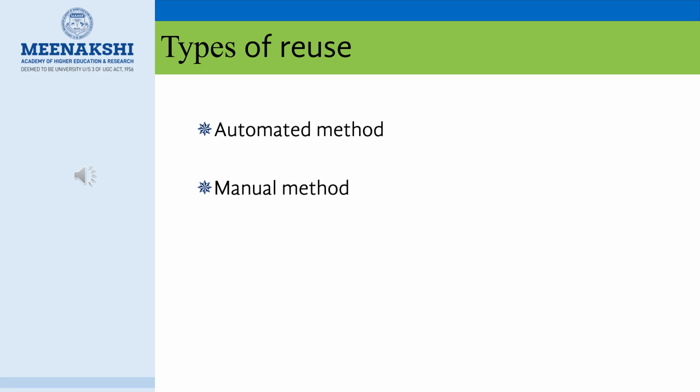Types of reuse. There are two types of reprocessing technique. First is automated and the second one is manual.